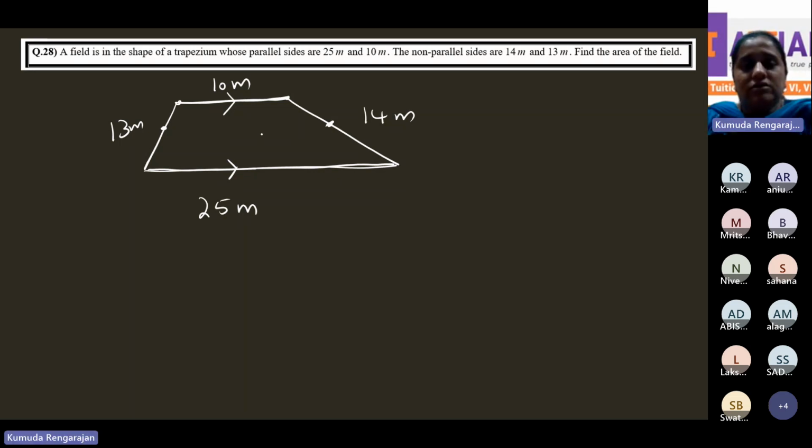So for this, the construction will be, if you call this trapezium ABCD, through this point B, draw BE parallel to AD. That's the construction. Through B, draw BE parallel to AD.